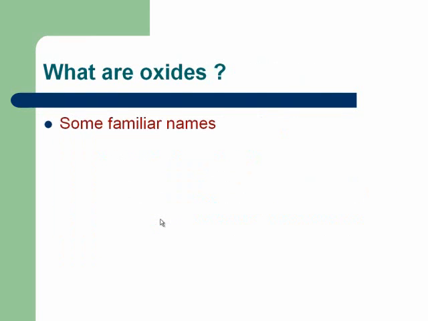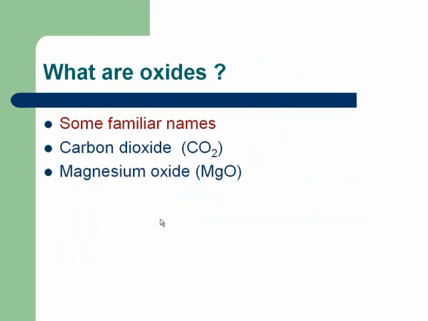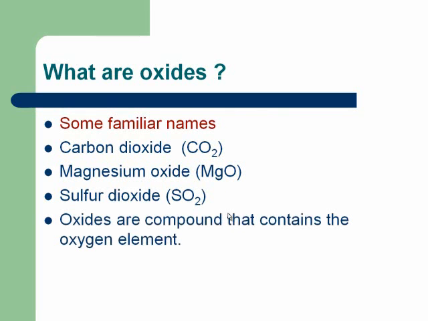What are oxides? Let me introduce some familiar names to you first, such as carbon dioxide, magnesium oxide, sulfur dioxide. Look at the formula of these three chemicals: carbon dioxide, CO2, magnesium oxide, MgO, and sulfur dioxide, SO2. What is the common thing among these three formulas? Yes, they contain oxygen. So compounds that contain oxygen are known as oxides.